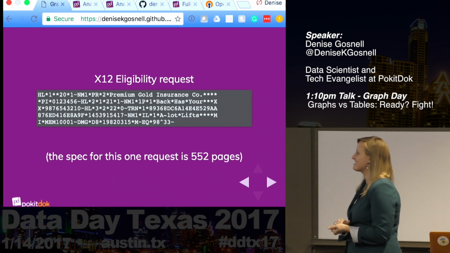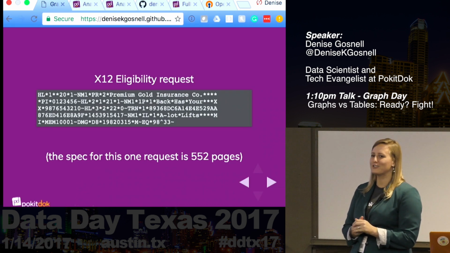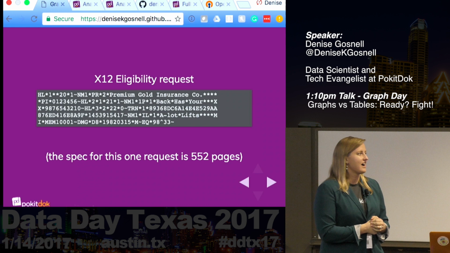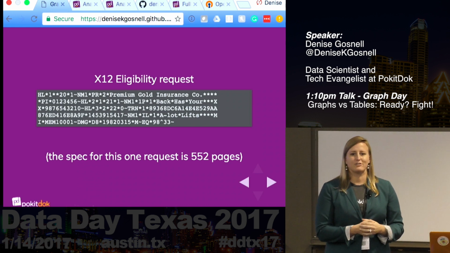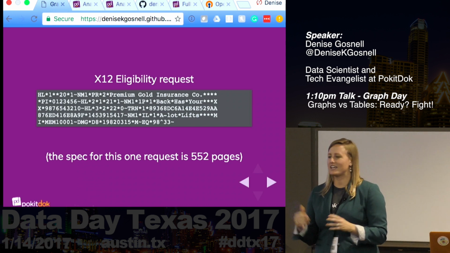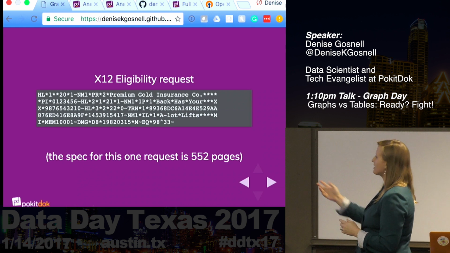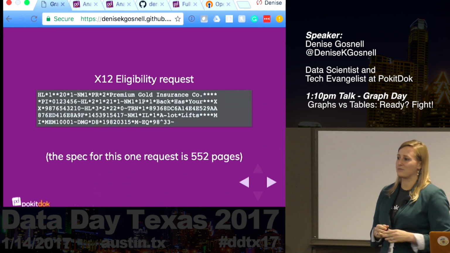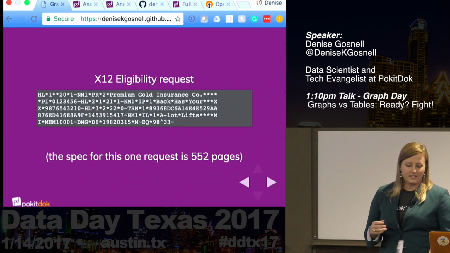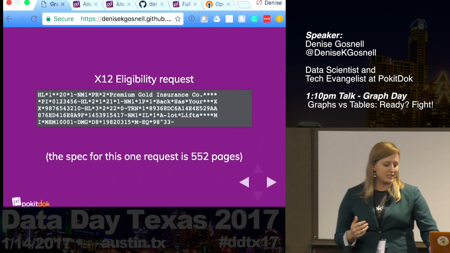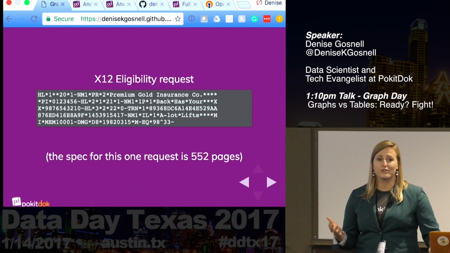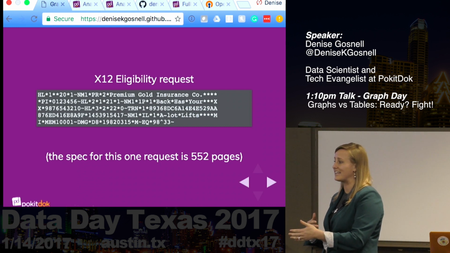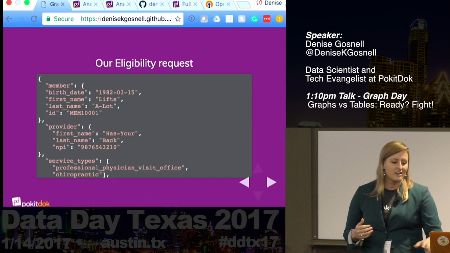But to get to know healthcare data means you have to be able to read this. And this is an ASCII X12 eligibility request. That up there in front of you is asking, am I eligible to receive chiropractic care from some doctor? Can I get a chiropractic visit with him? And the ASCII X12 spec is 552 pages just to ask that question or other types of questions when you're just trying to figure out if you're eligible to get care with that doctor.